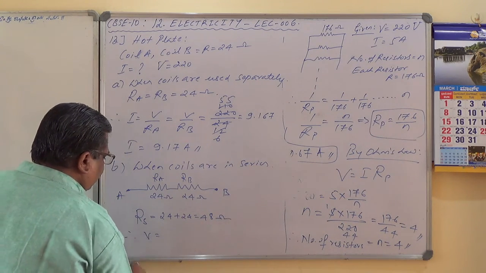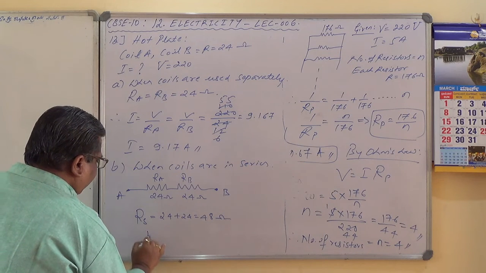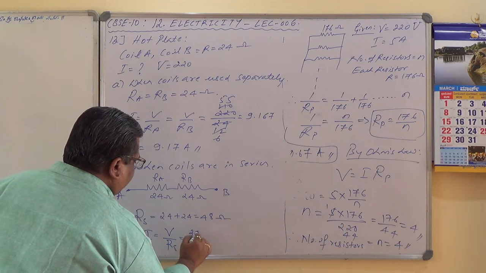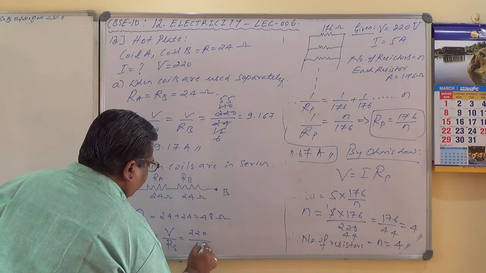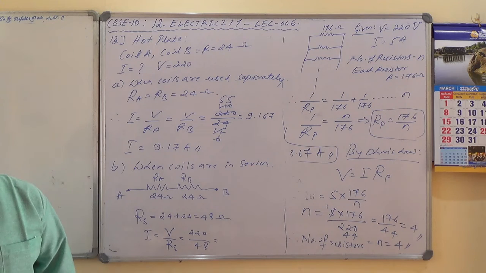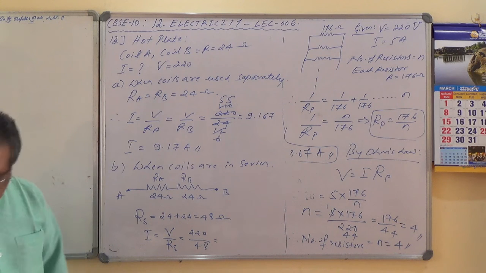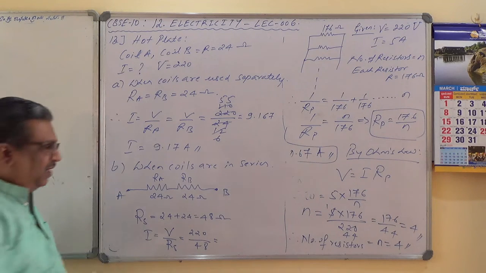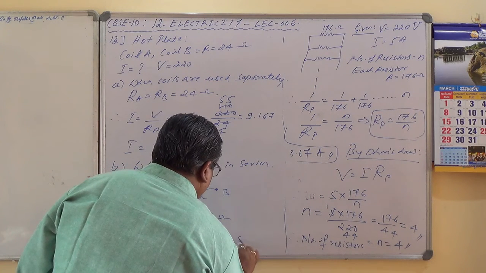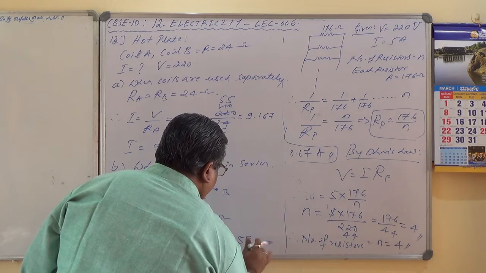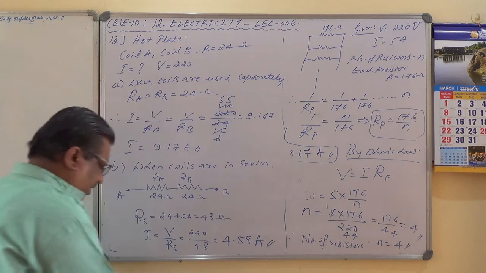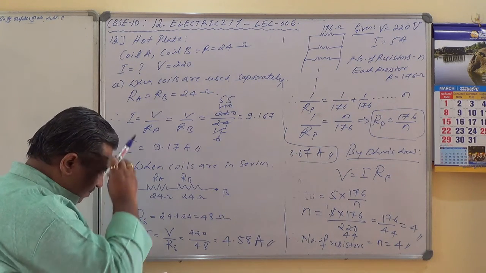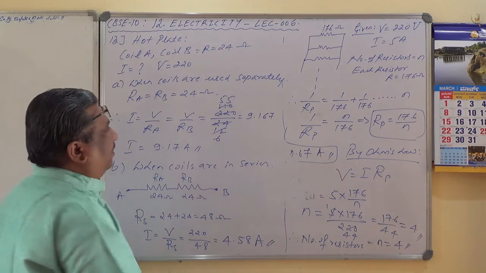Therefore, I is equal to V by R. By Ohm's law, V divided by RS here, which is 220 divided by 48, which works out to be 4.58 amps. Let me check up. It is correct, 4.58 amps.